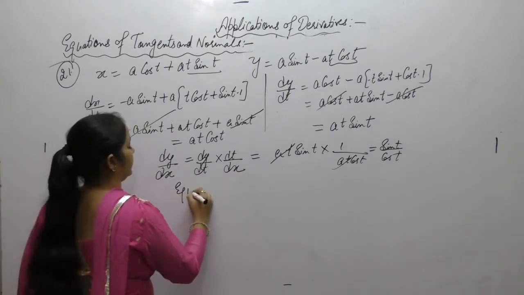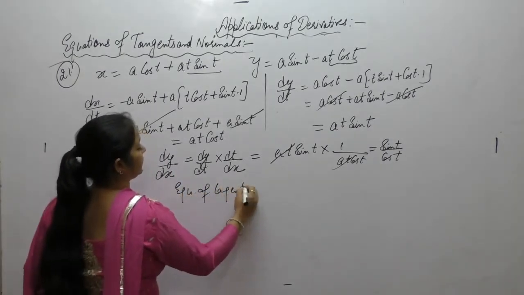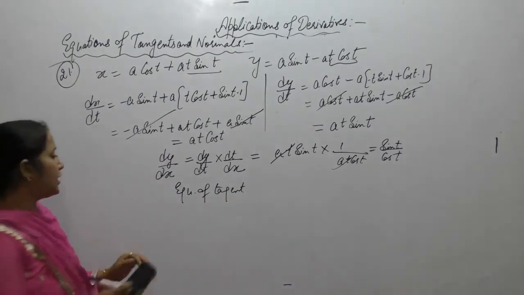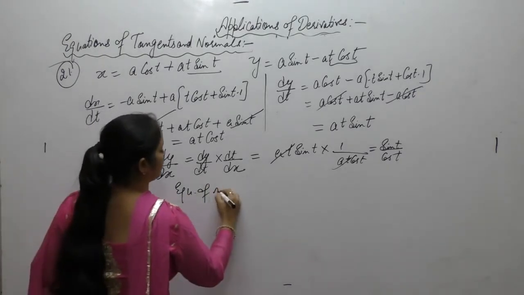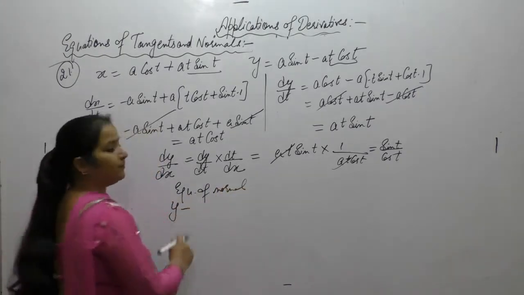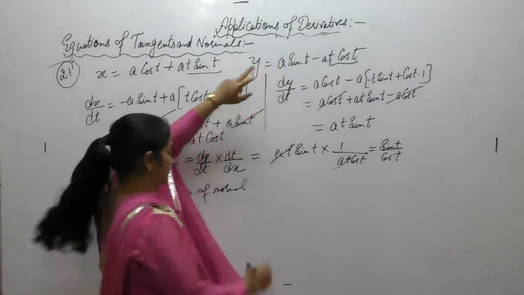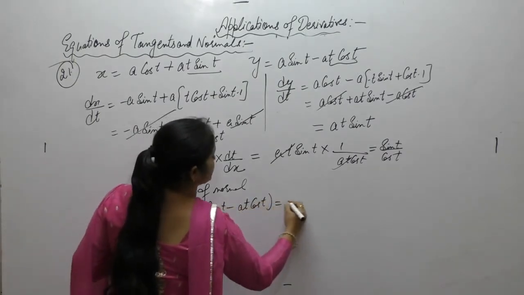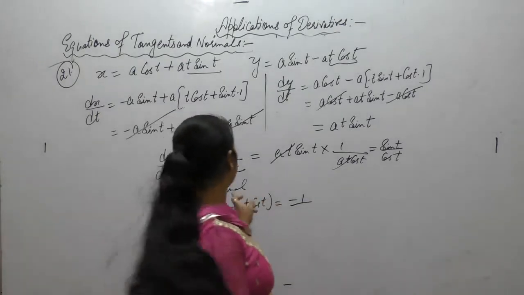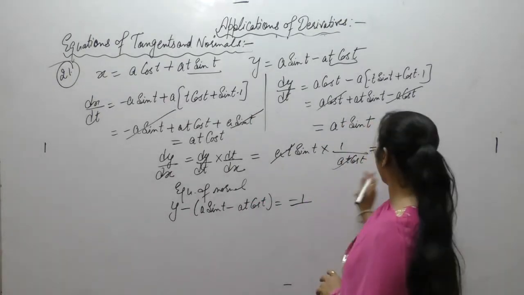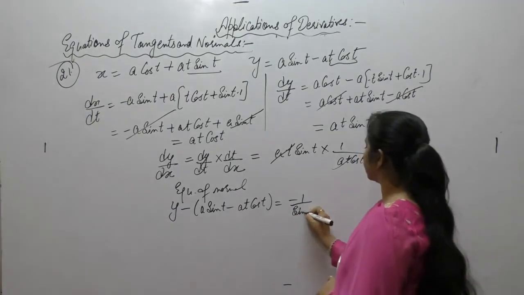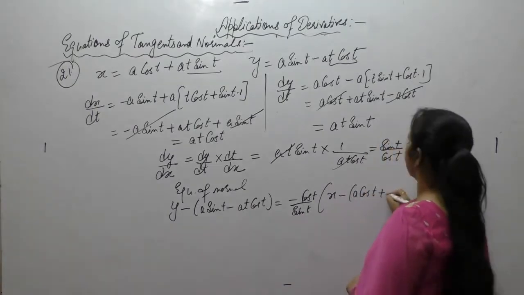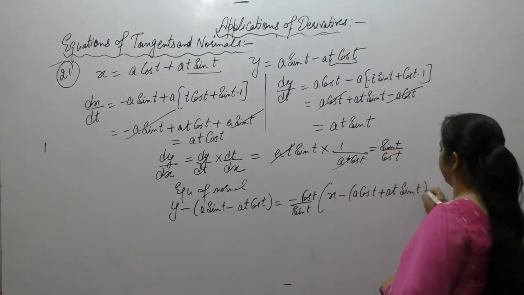Now equation of tangent. Here we have to show that all the normals to the curve, so we will have to find equation of normal. Y minus y naught, point is this: a sin t minus a t cos t. Slope of tangent is tan t, slope of normal is minus 1 upon slope of tangent, which is minus cos t upon sin t. X minus a cos t plus a t sin t.